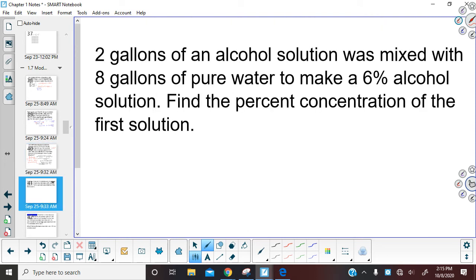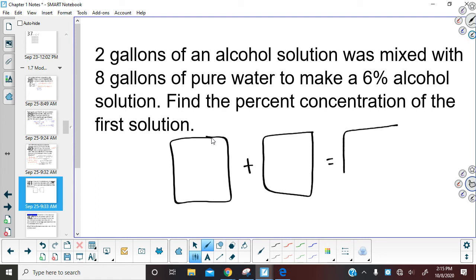The last one, if you've been in chemistry, you may have seen a question like this. But let me go ahead and again, I'm just going to draw a picture to help us. So we have 2 gallons of an alcohol solution mixed with 8 gallons of pure water to make a 6% alcohol solution. So what I've got is 2 different things being added together for a third solution. I'm going to label down here that this is 2 gallons of X%. We don't know that amount. We know 8 gallons of pure water.